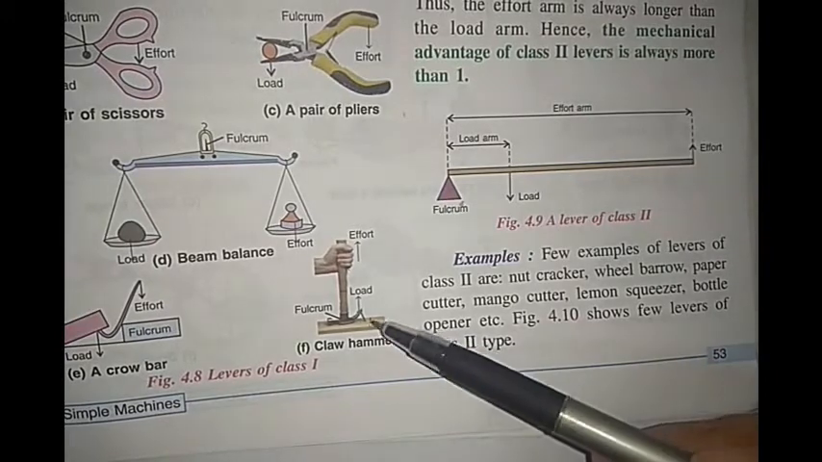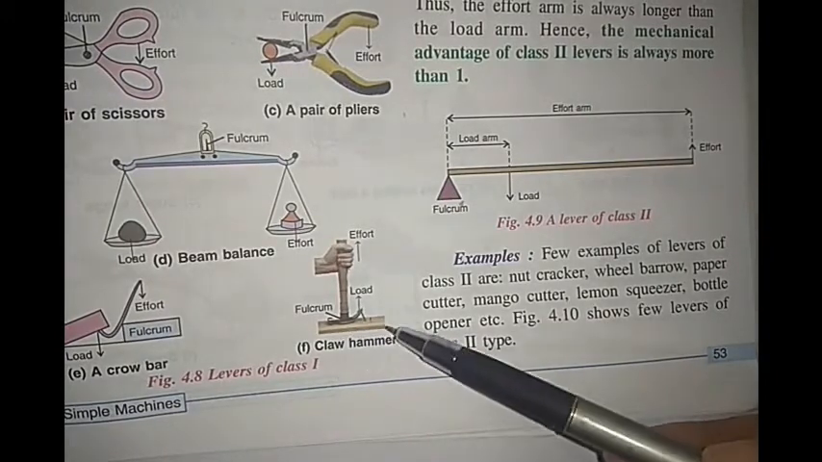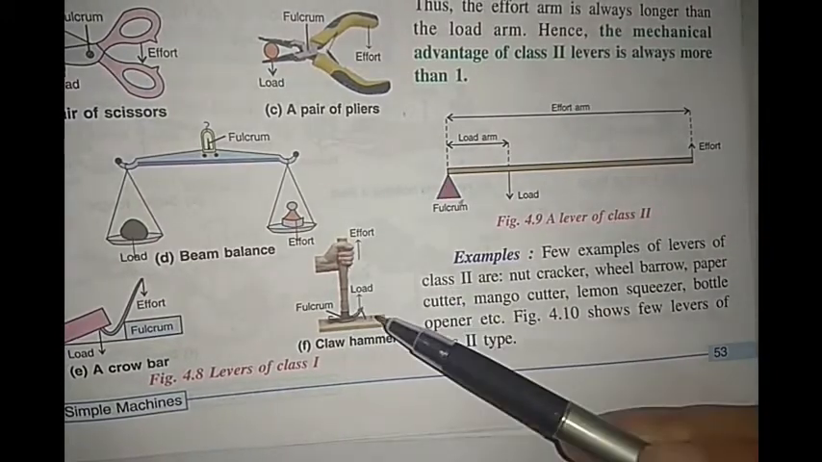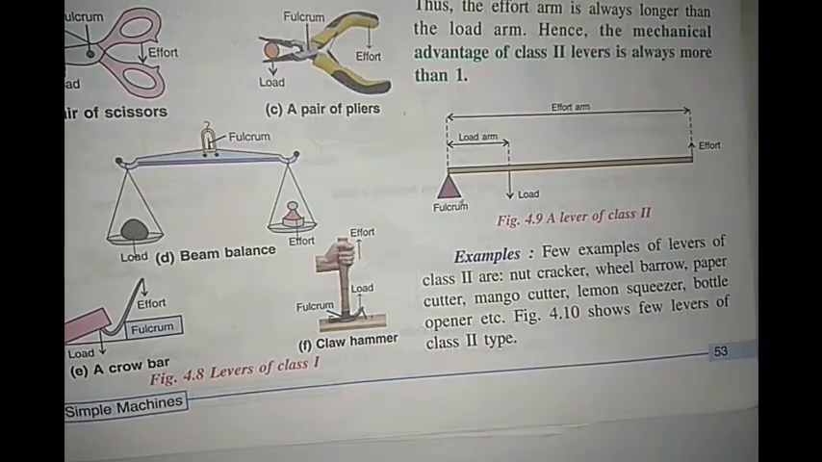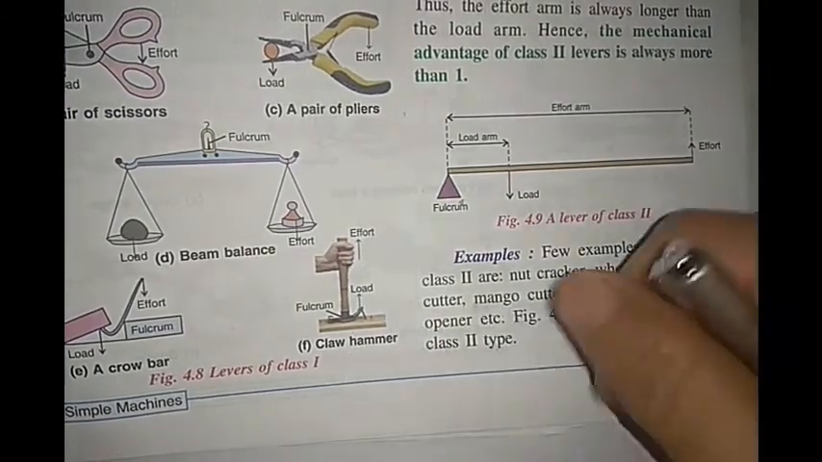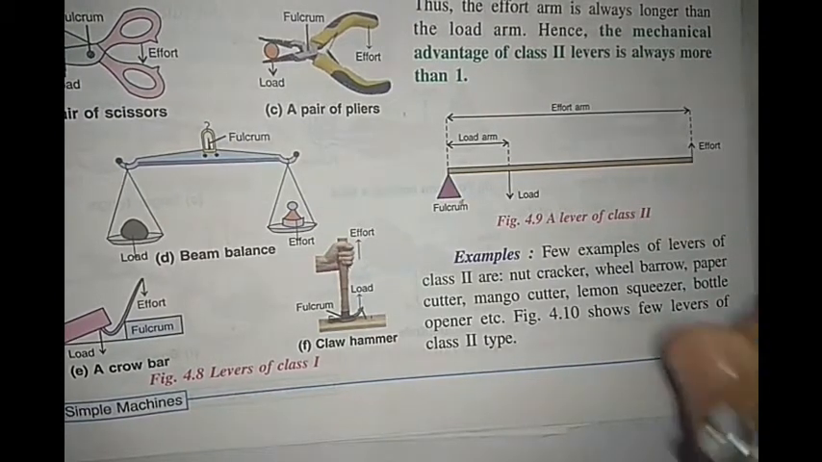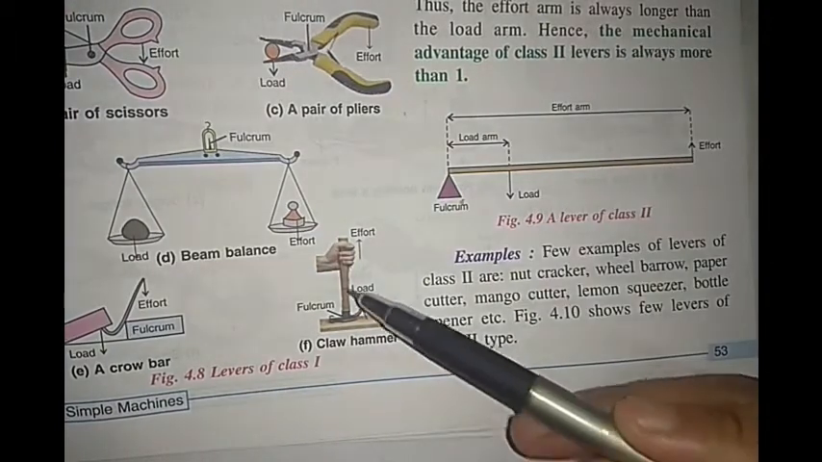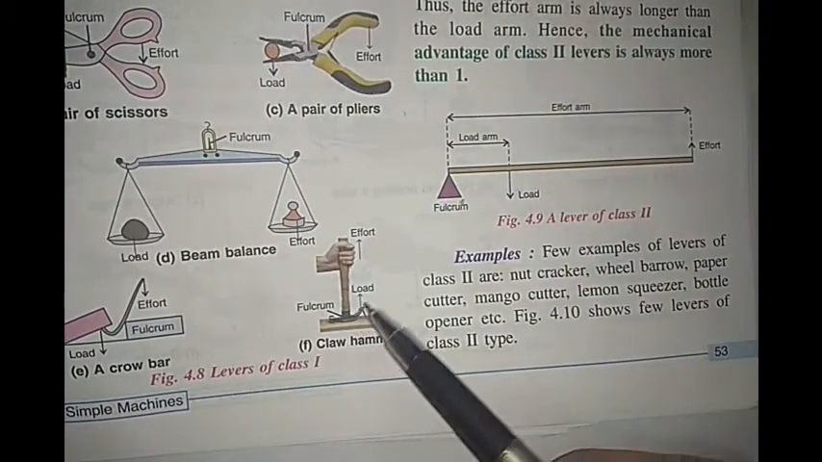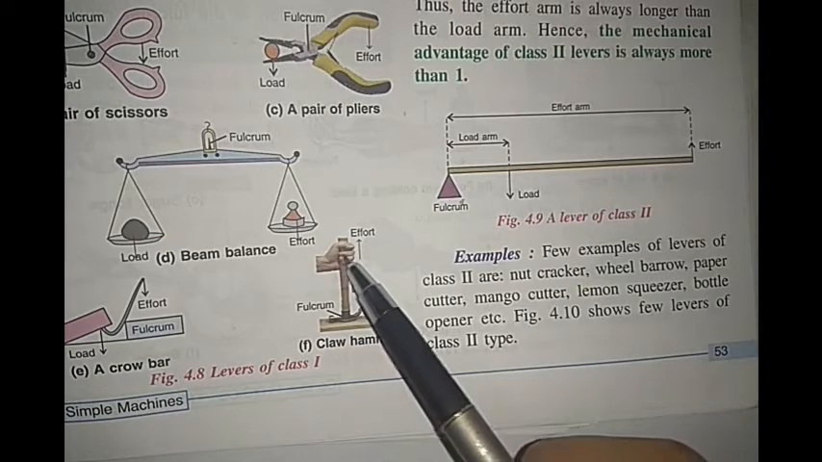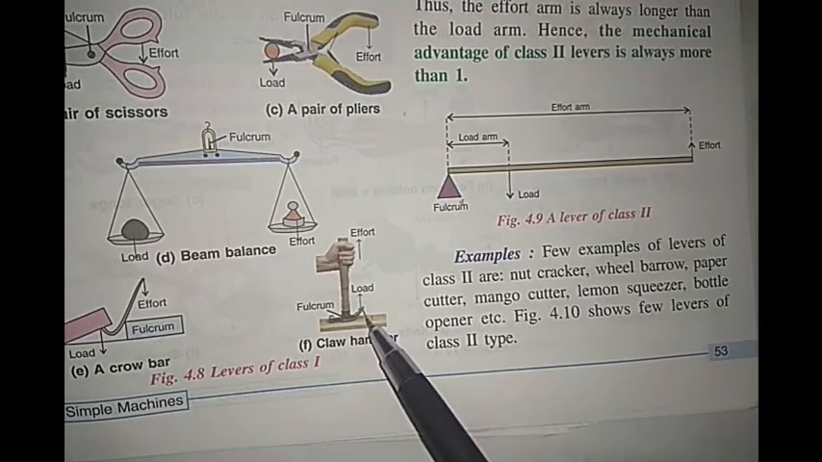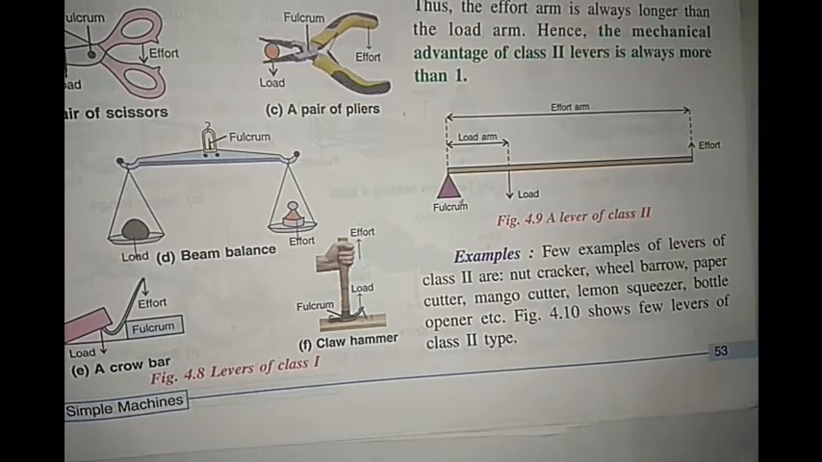Say for example, we have a nail which is fixed on a wooden board. Now it will be very difficult for us to pull this nail out of the wooden board with our hands without using any tool or without using any machine. It will be very difficult for us to pull this nail. But if we use a claw hammer like this, just by applying a very small effort, it will be very easy for us to pull this nail out.